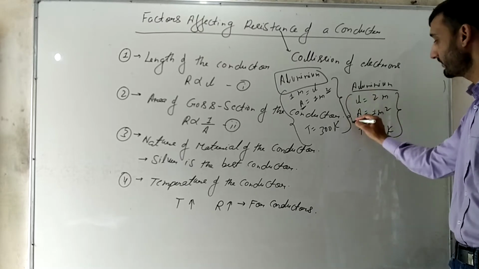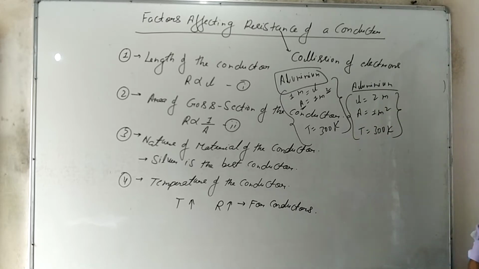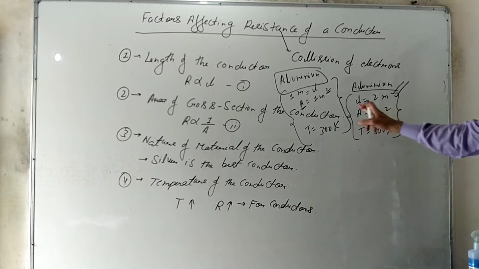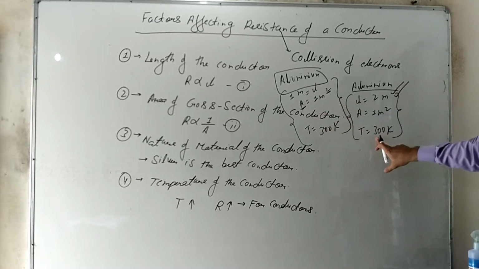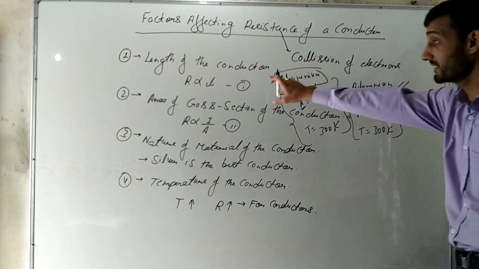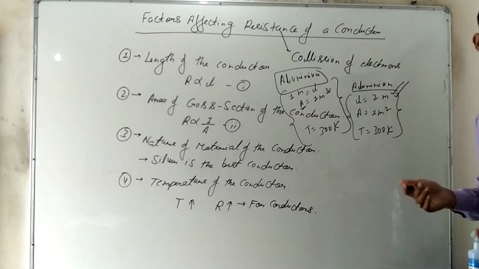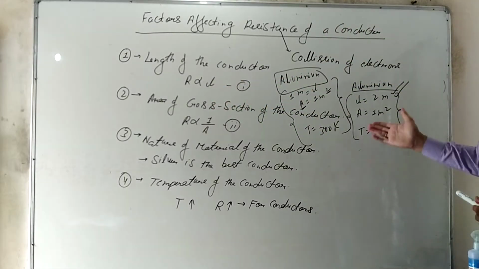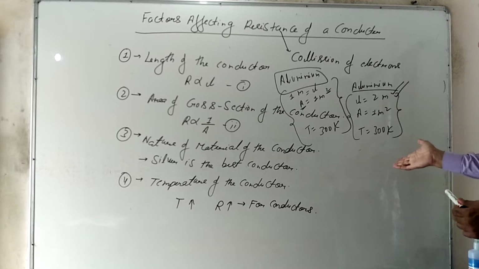Now whose resistance will be more? Looking at the data, whose resistance will be more? More resistance will be for the 2 meter aluminium wire. Why? Because its length is more, the other's length is less. Area is the same, temperature is the same, but since resistance is directly proportional to length, the more the length, the more will be the resistance. Now look here, what is happening?